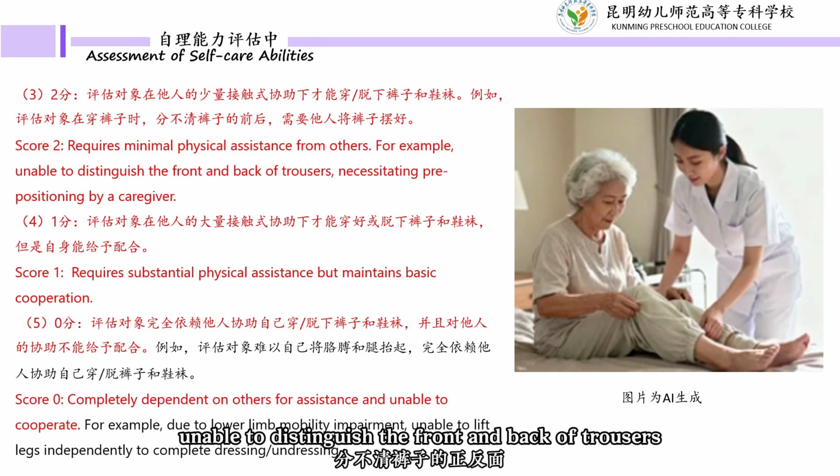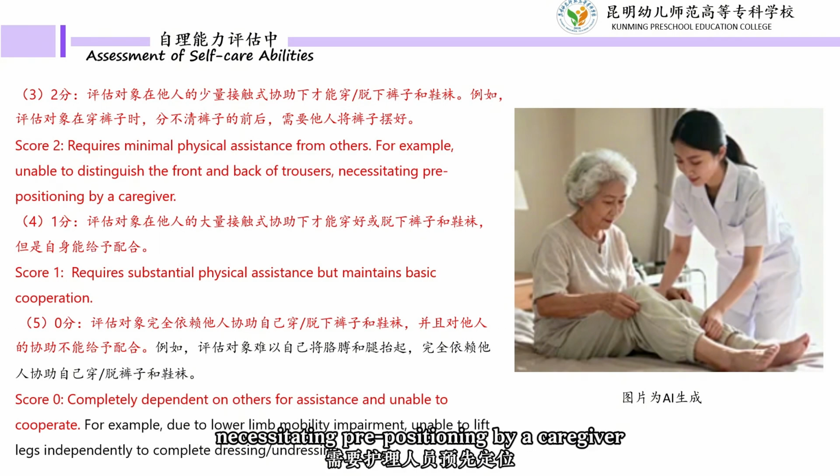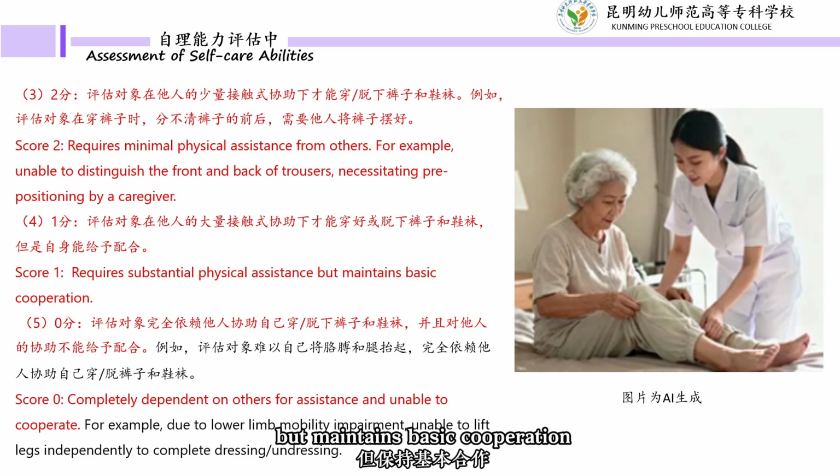For example, unable to distinguish the front and back of trousers, necessitating pre-positioning by a caregiver. Score 1 requires substantial physical assistance but maintains basic cooperation. Score 0, completely dependent on others for assistance and unable to cooperate. For example, due to lower limb mobility impairment, unable to lift legs independently to complete dressing or undressing.